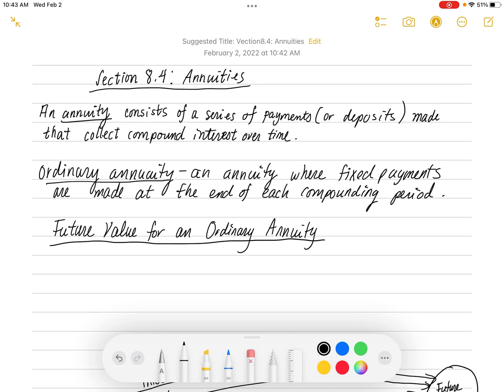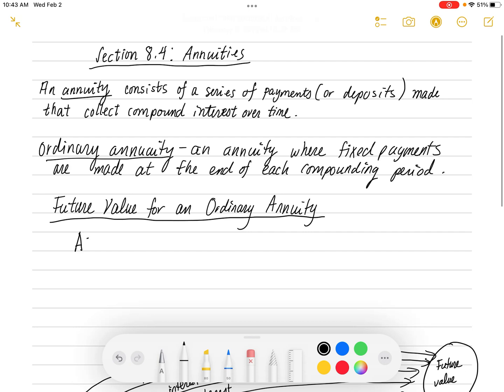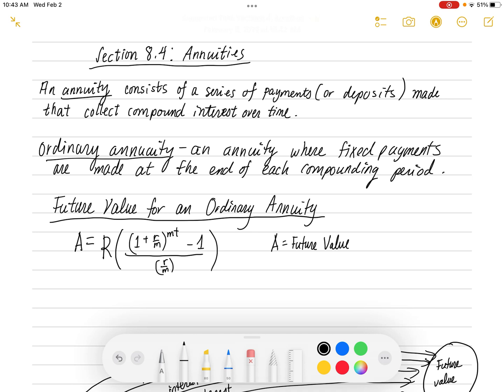So the formula we're going to use for future value, we're going to use the letter A for future value, equals capital R times (1 plus little r over m), parentheses around that to the mt, and then subtract 1, and then that's all over little r over m. So capital A, that's the future value. What is future value? It's the total amount that the account is worth at the end of the period. So the final amount after time passes.